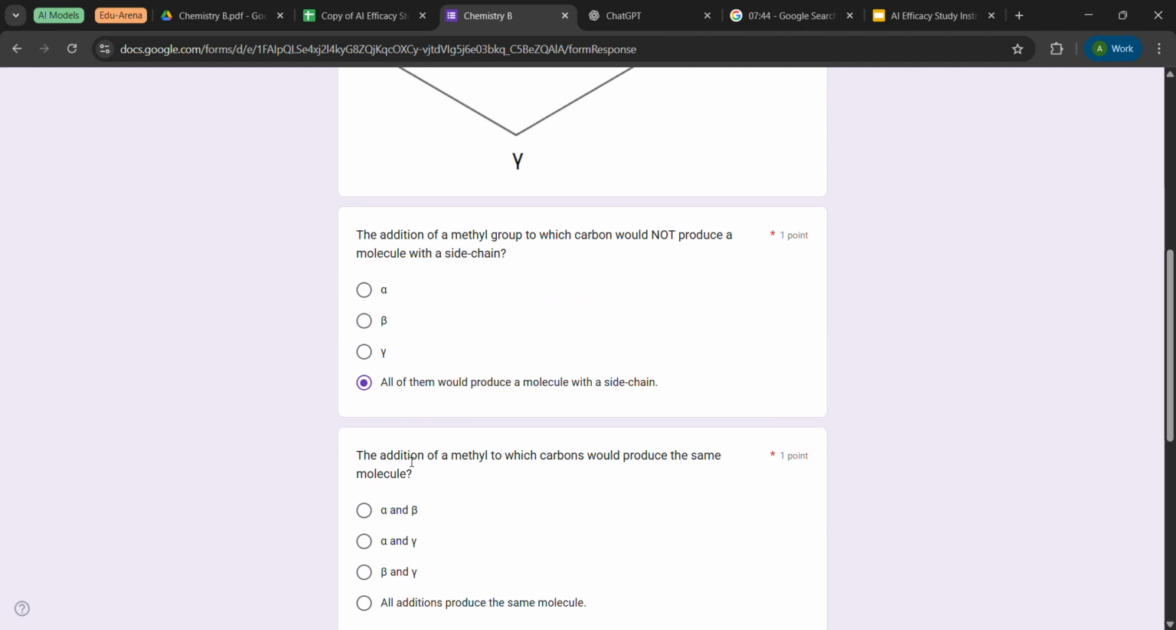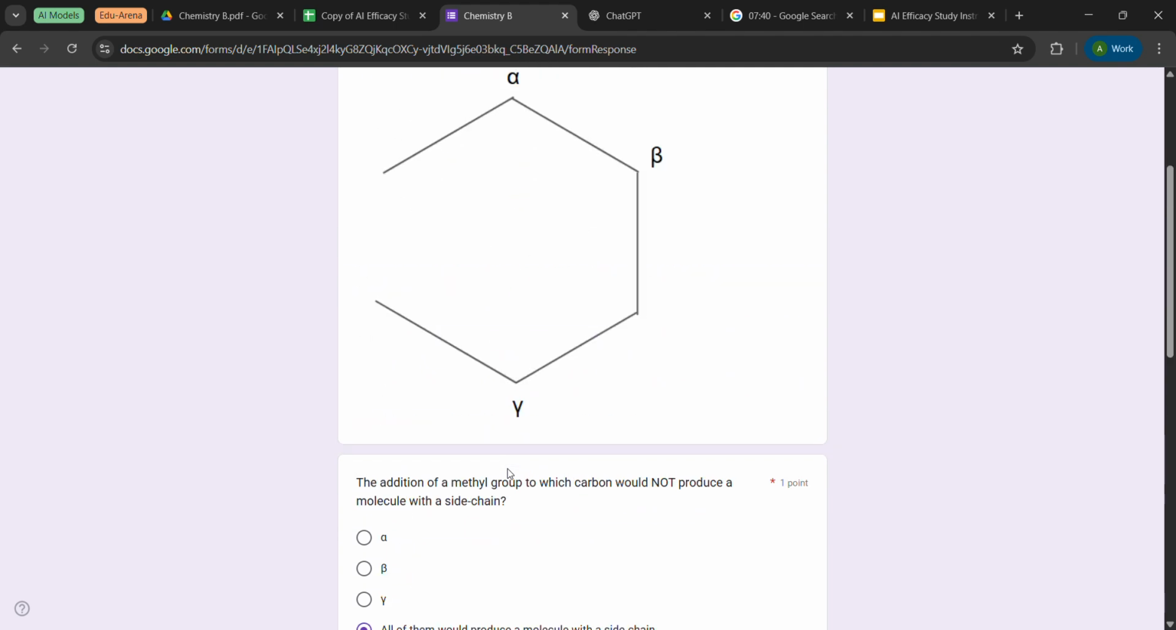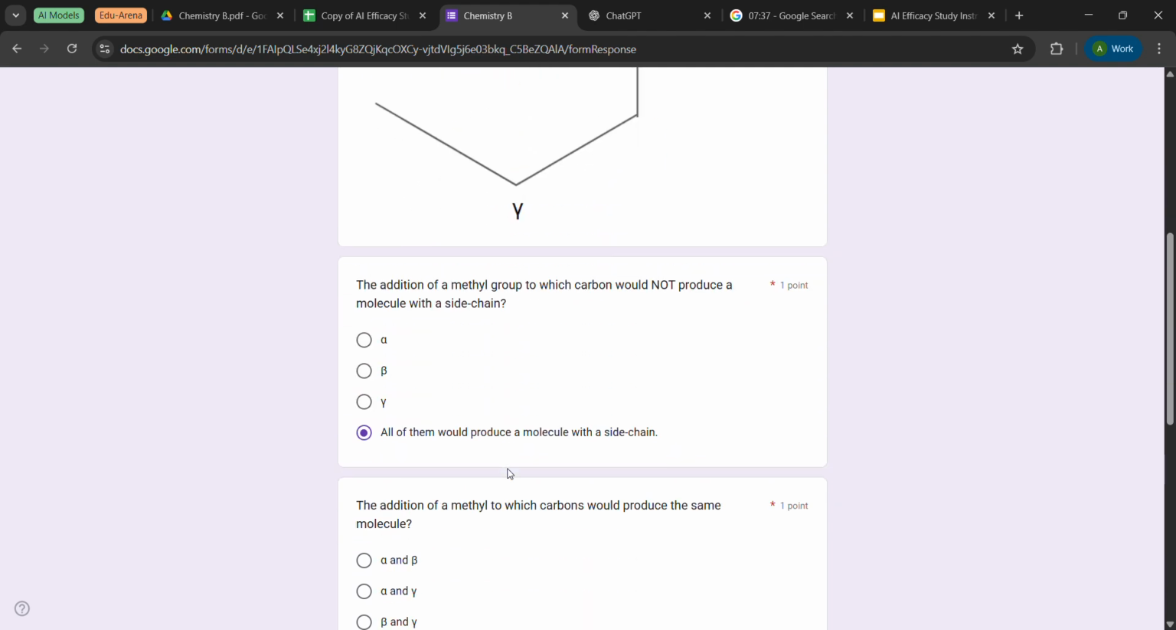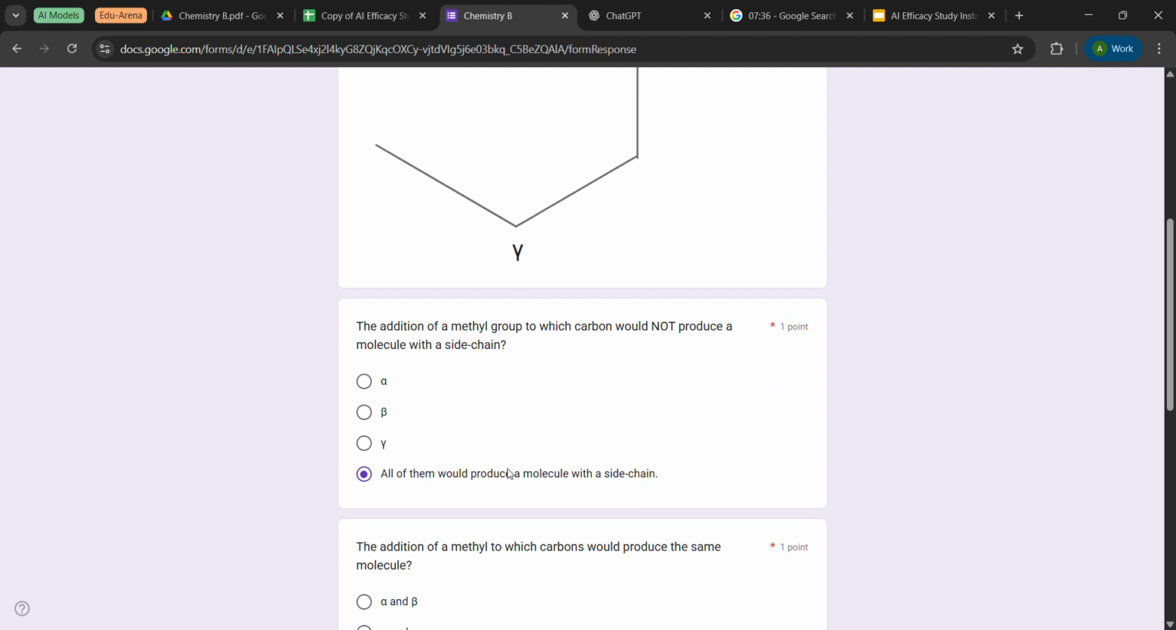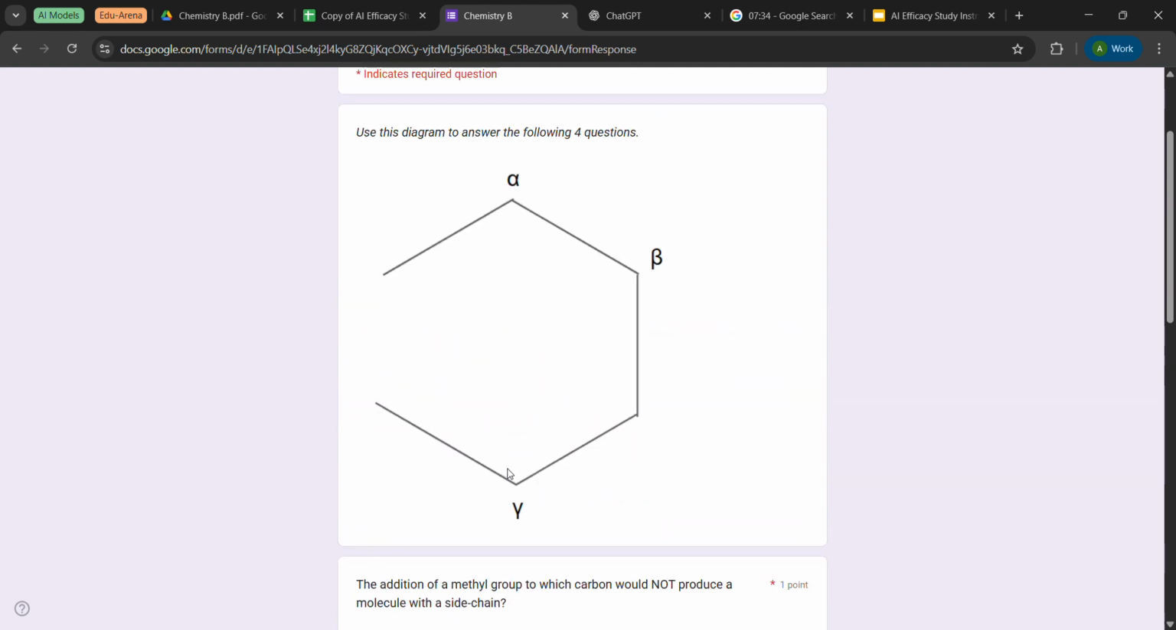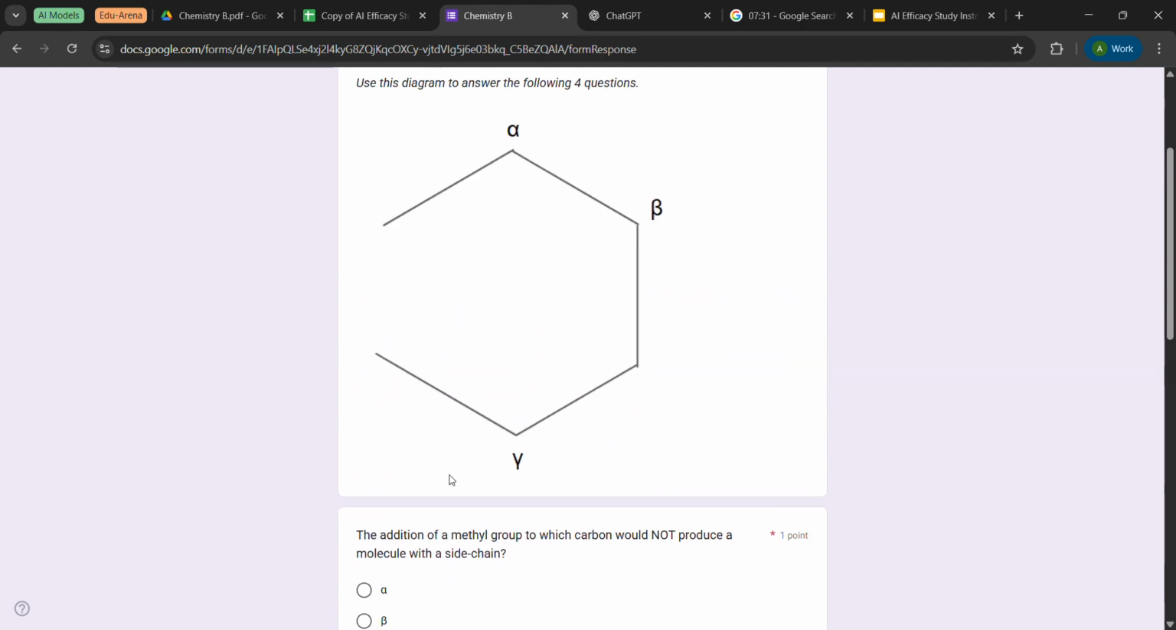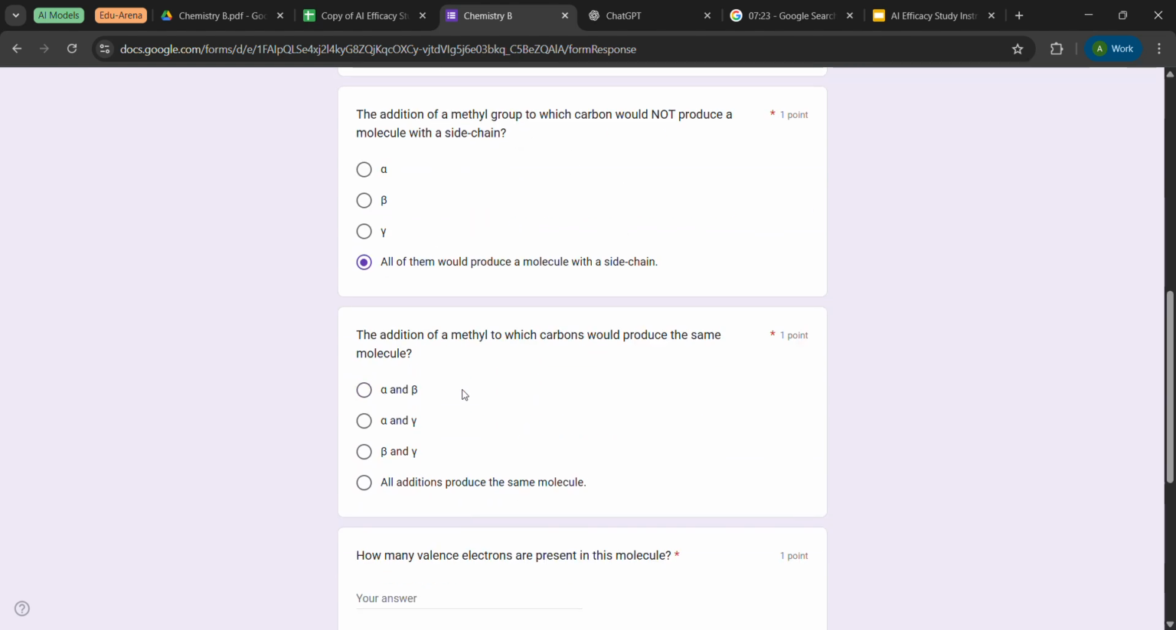The addition of a methyl to which carbon would produce the same molecule? Since alpha and gamma are almost identical, if you count from here, alpha is 2, and if you count from the other end, gamma is 2. So I'm just going to go with alpha and gamma.